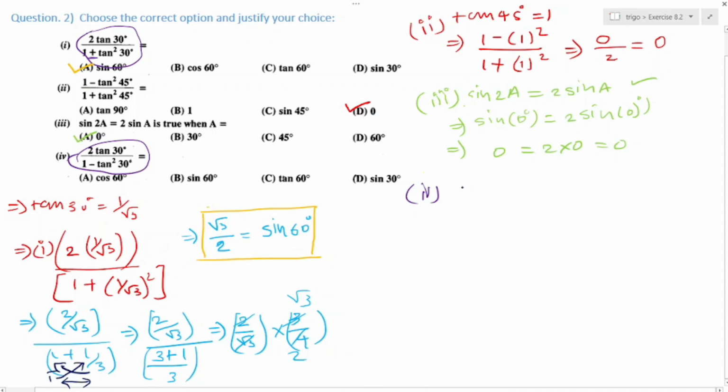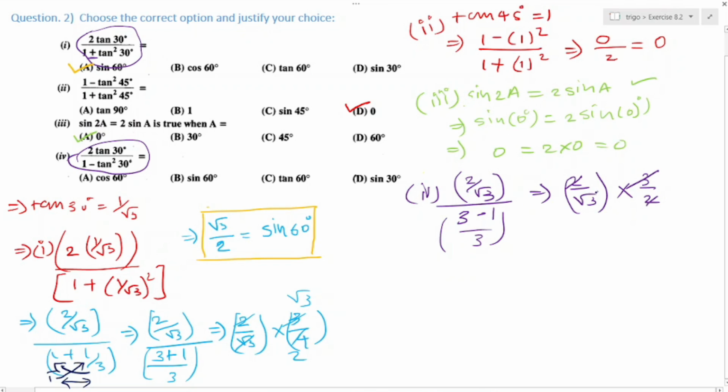So now 2 upon root 3 divided by 3. Here we have plus, so we can reverse the sign, which will be minus. Now what are we left with? We are left with 2 upon root 3 multiplied by the reciprocal of this. 3 minus 1 is 2, so we have 3 upon 2. The 2 cancels out, and root 3 multiplied by root 3 is 3. So we are left with root 3.